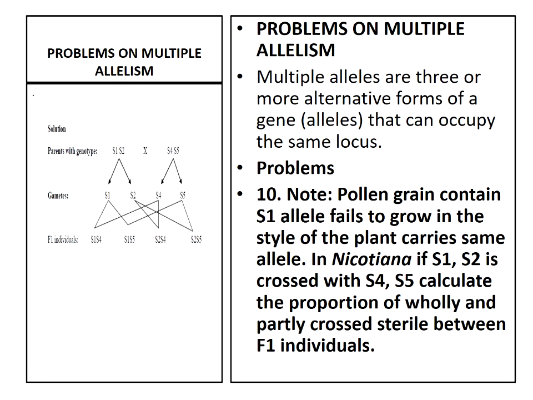The parents with the genotypes S1 S2 and S4 S5 are crossed. The gametes are S1, S2, S4 and S5. So the F1 individuals formed are S1 S4, S1 S5, S2 S4 and S2 S5. These are the F1 individuals.